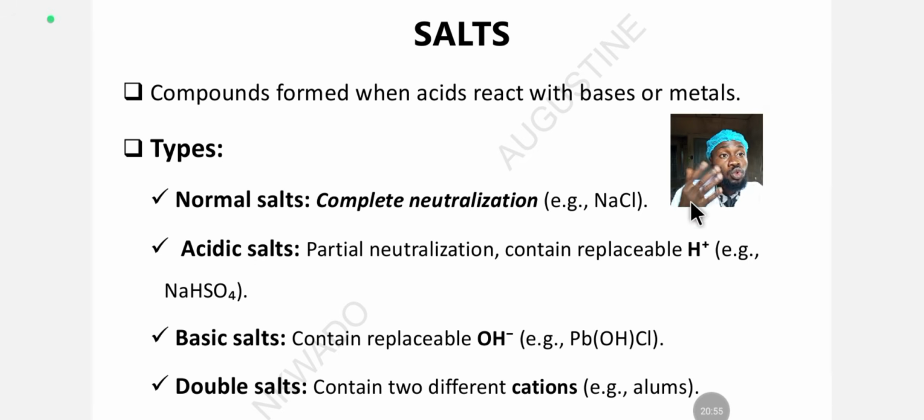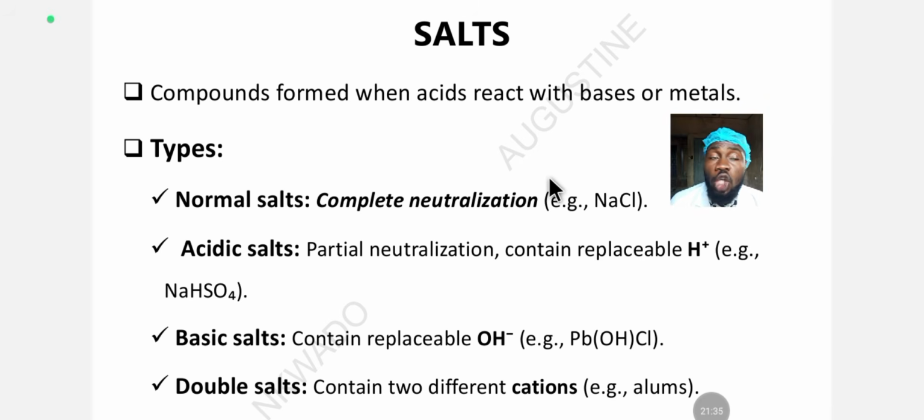Neutralization reaction can also be defined as a chemical process whereby hydrogen ion combines with hydroxide ion to form what? A metallic ion. And that metallic ion formed is salt. So acid reacts with base to form salt and water only. Now the definition of salt, according to what we have on the screen, is a compound formed when acid reacts with base or metal.